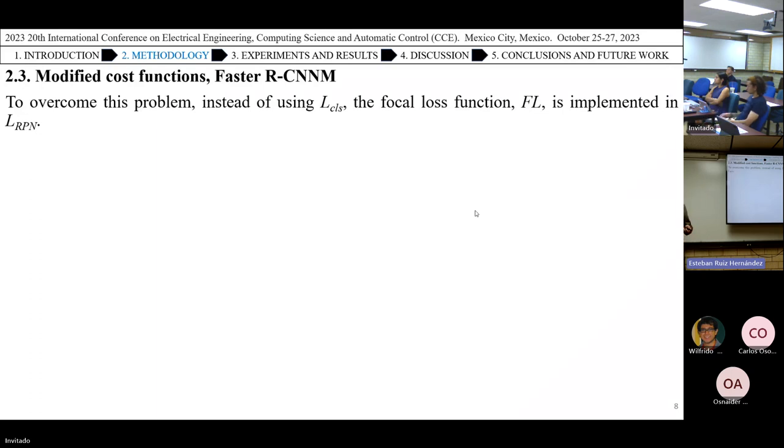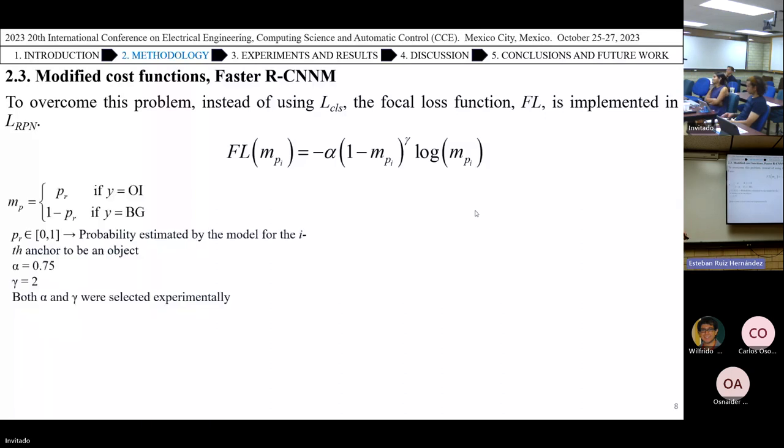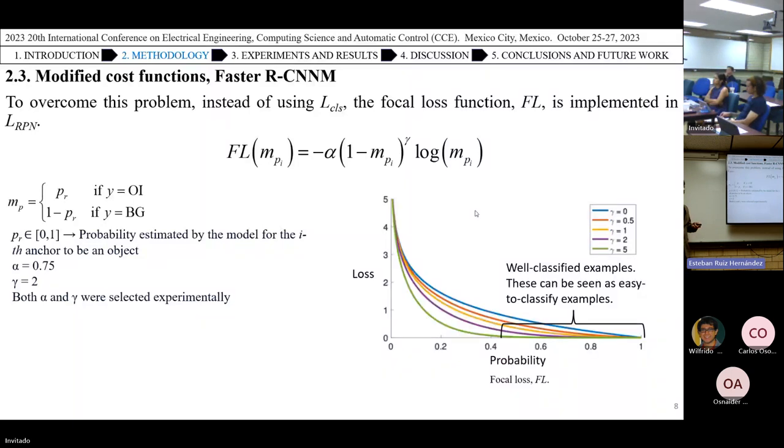The focal loss function was presented in the RetinaNet model, and here it is defined mathematically. What this function does is assign more weight to the hard-to-classify samples, rather than keeping the same weight for both hard-to-classify samples and easy-to-classify samples.